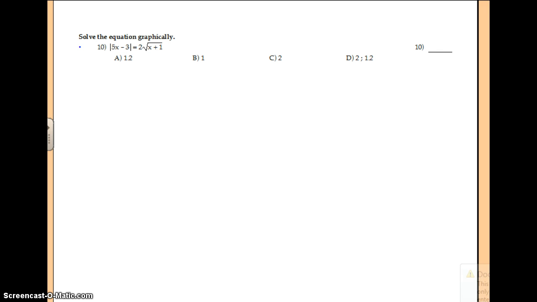Number 10 is not really a very difficult one. It says solve the equation graphically. All I'm going to do is take the left side of the equation, which is the absolute value of 5x minus 3. I'm going to write it as its own equation, as y equals absolute value of 5x minus 3. And then I'm going to take the right side, make it an equation of its own, y equals 2 times the square root of x plus 1. Going to graph them both, left and right side, on the same graph, and just look to see where they're equal, which is where they intersect each other. So let's do that real quick.